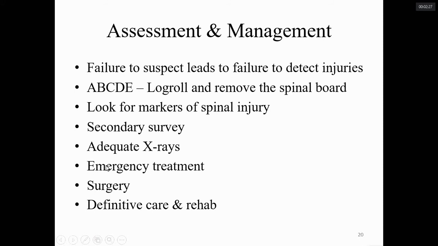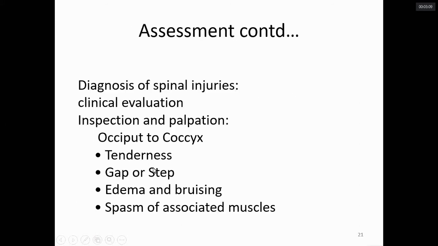Once you do the primary survey, then you go for a secondary survey from head to toe examination, and always do adequate X-rays from cervical to coccyx, part by part: cervical spine, thoracic spine, lumbar spine. You should always treat the patient in the emergency ward. Once the patient is stable, send the patient to the ward, or if the patient deteriorates, send the patient to the ICU. Once emergency management is done, you go for definitive treatment, conservative or operative, and the last is the rehab protocol.